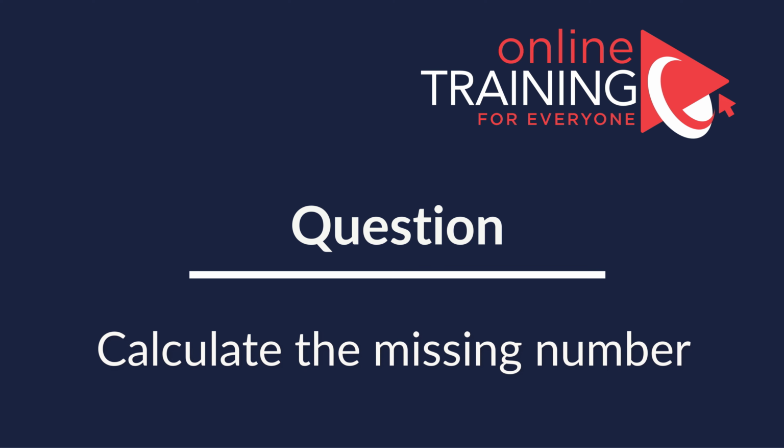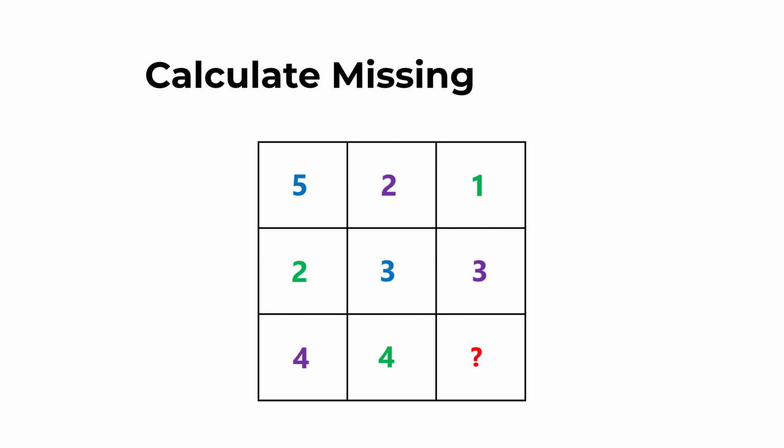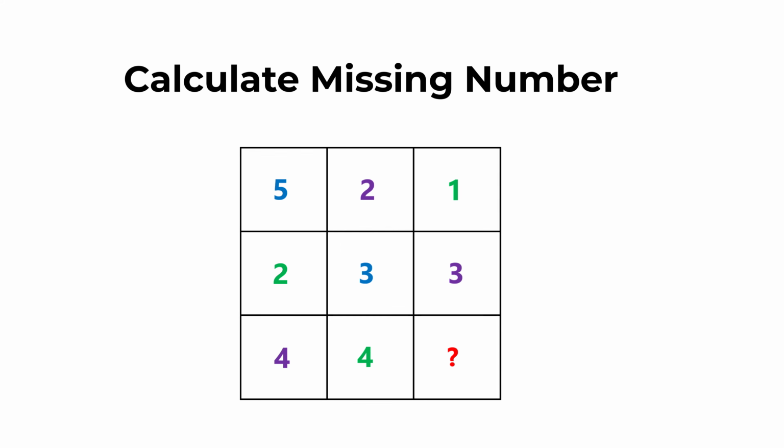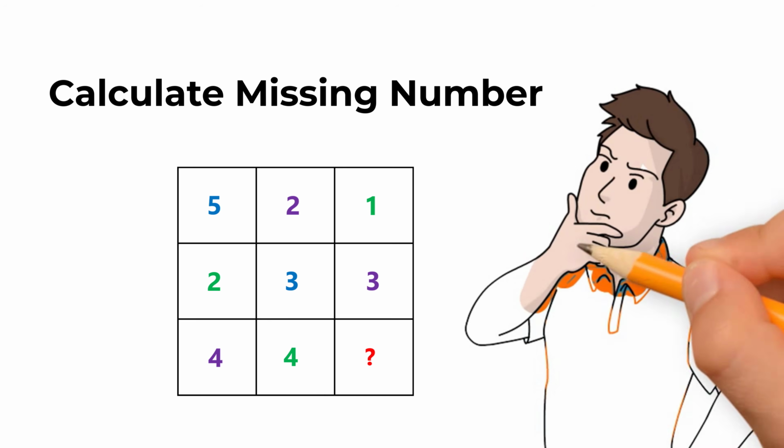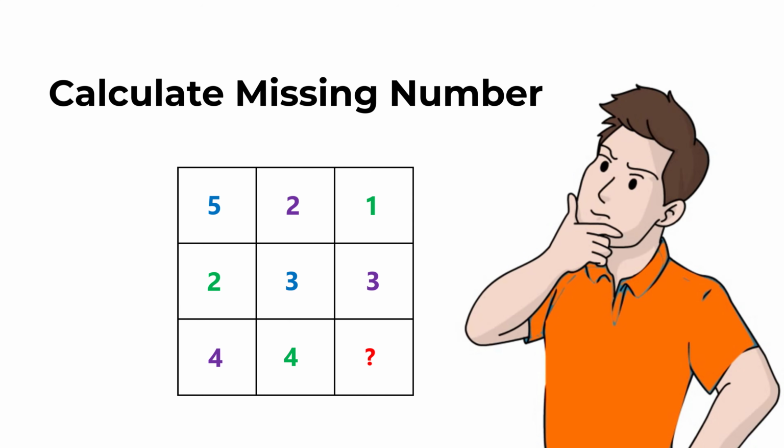Some of you might disagree, but calculating missing numbers is one of my favorite types of questions. A lot of times, you are presented with the 3x3 matrix, typically a square, which has small squares inside. In our case, we have numbers in different colors presented in the smaller squares inside the larger square. The numbers are 5, 2, 1, 2, 3, 3, 4, and 4. And then one number is missing, and this is the one that you need to calculate.